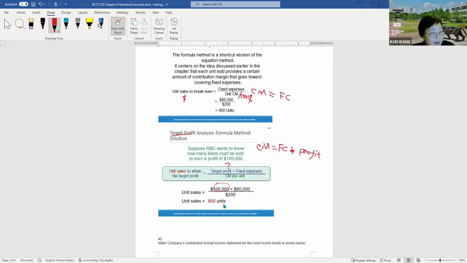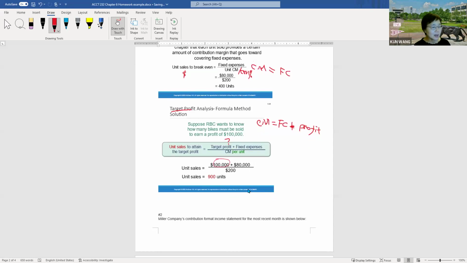And understandably, the target profit sales will be much higher than the break-even. So in our case, if you want to earn a $100,000 profit, you have to more than double your sales. So 400 is break-even and 900 is to reach this $100,000 targeted profit. So that's kind of a review for the initial parts of chapter 6.